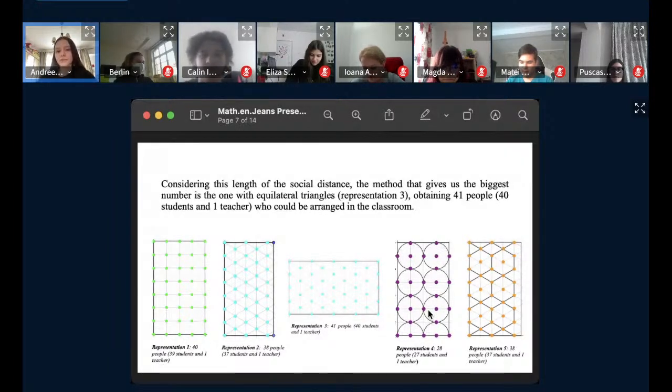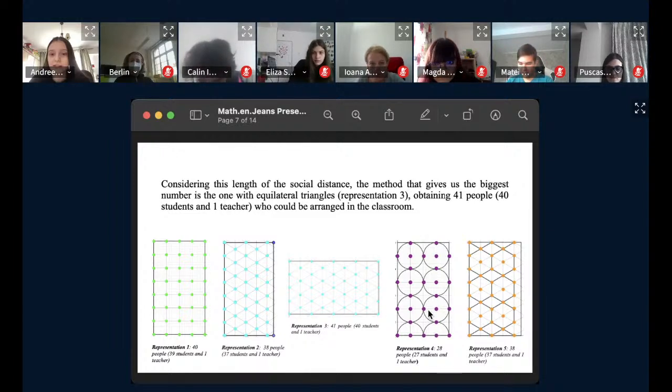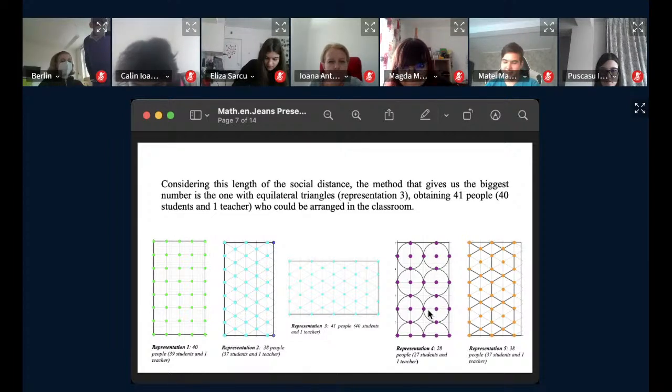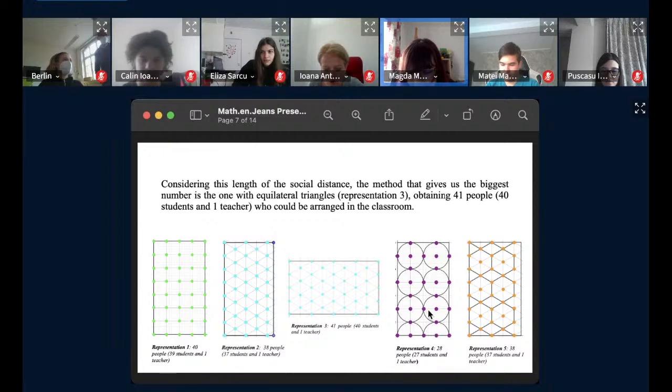Considering the social distance given, 2 meters, we decided. Right, so my colleague probably said that using the equilateral triangles is the best option, and we assume that the width is small l.